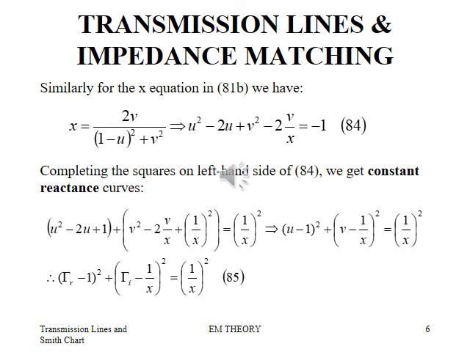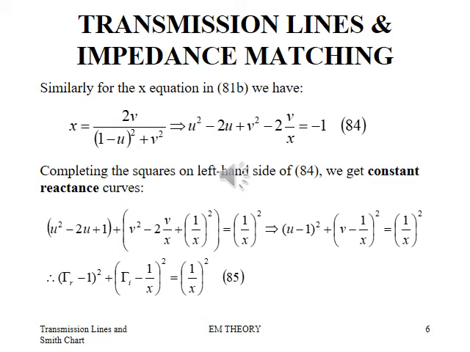So similarly, for the x equation in 81b, we have x equal to 2v over (1 minus u squared plus v squared). And if you multiply both sides by the denominator and divide everything by x, then you have u squared minus 2u plus v squared minus 2 times v over x is equal to minus 1, as shown in equation 84.